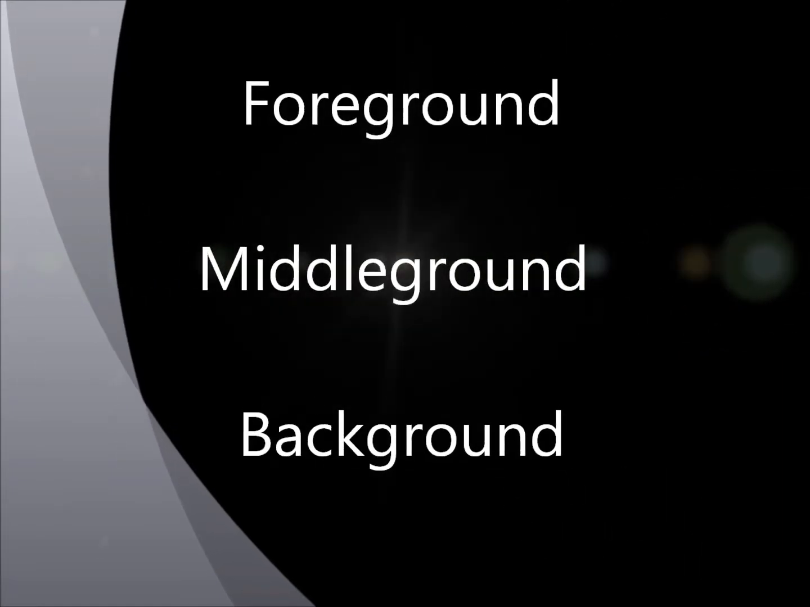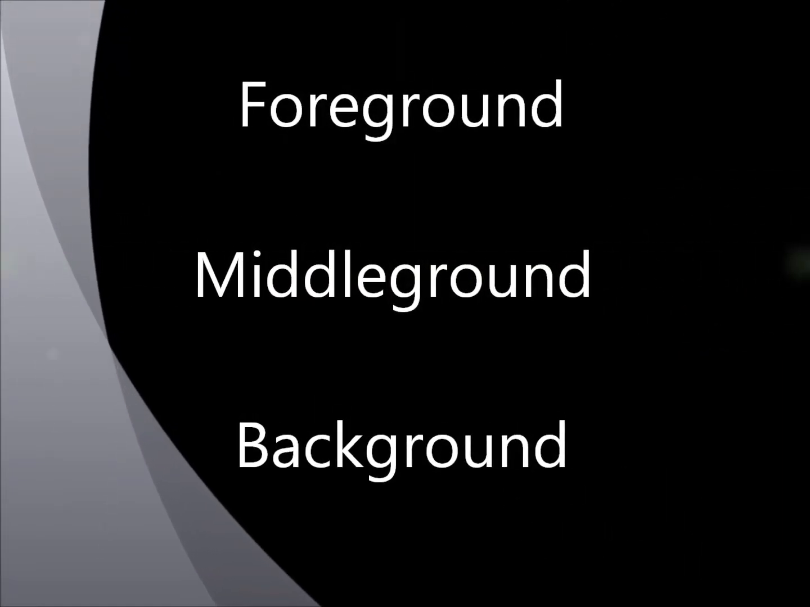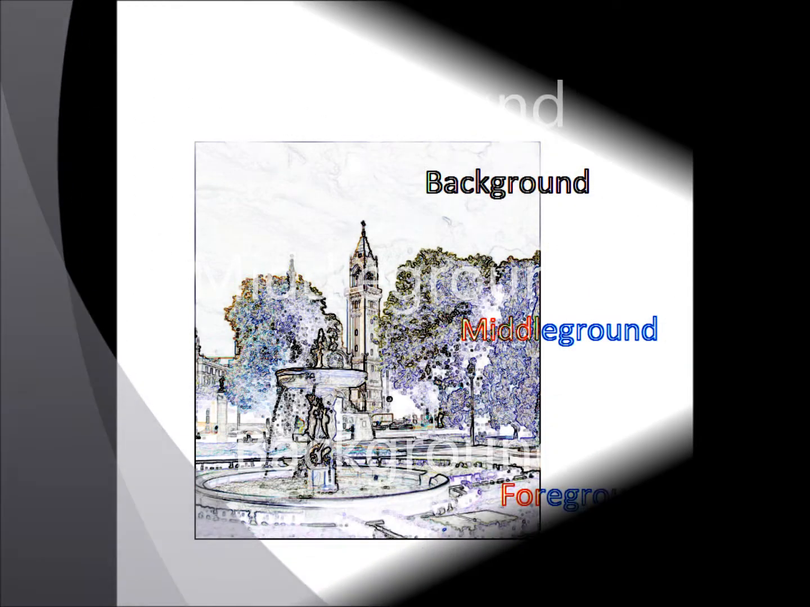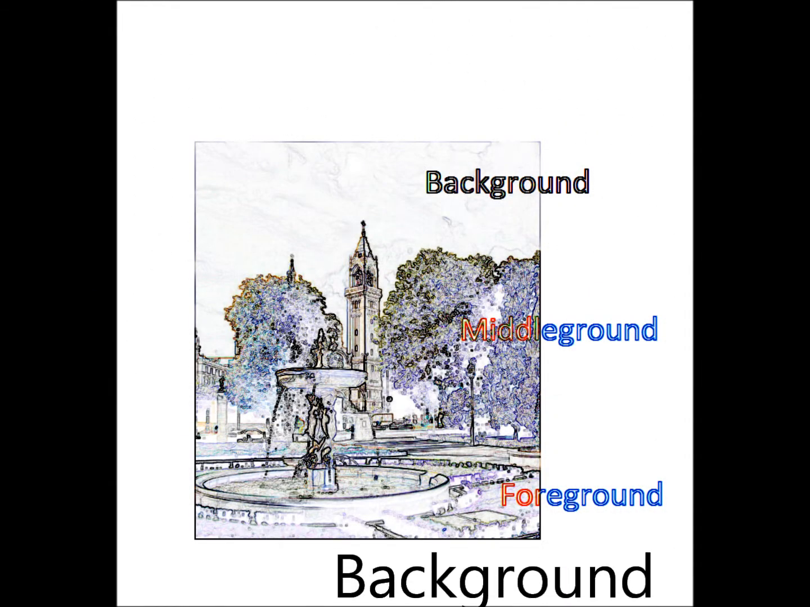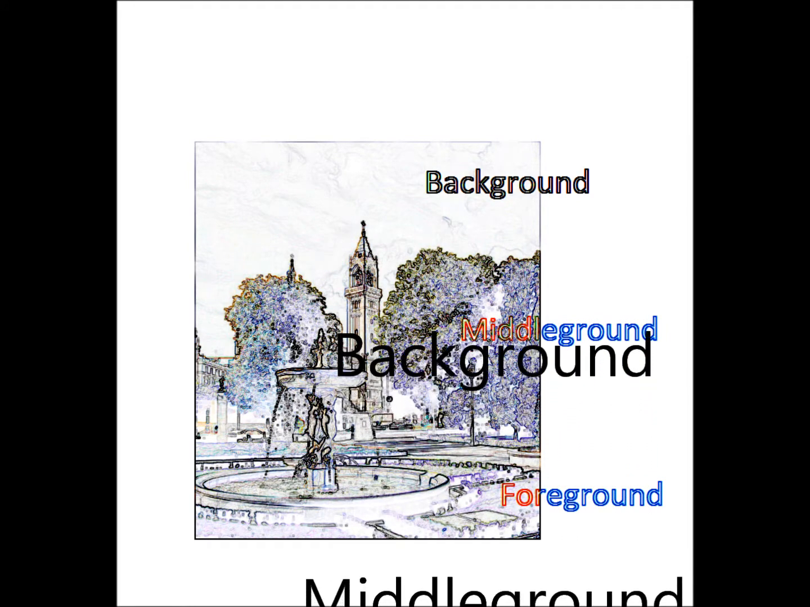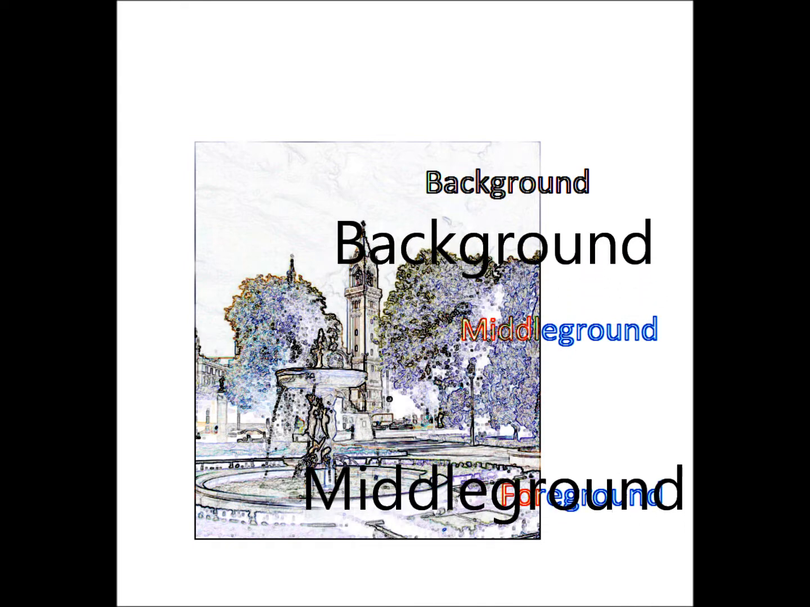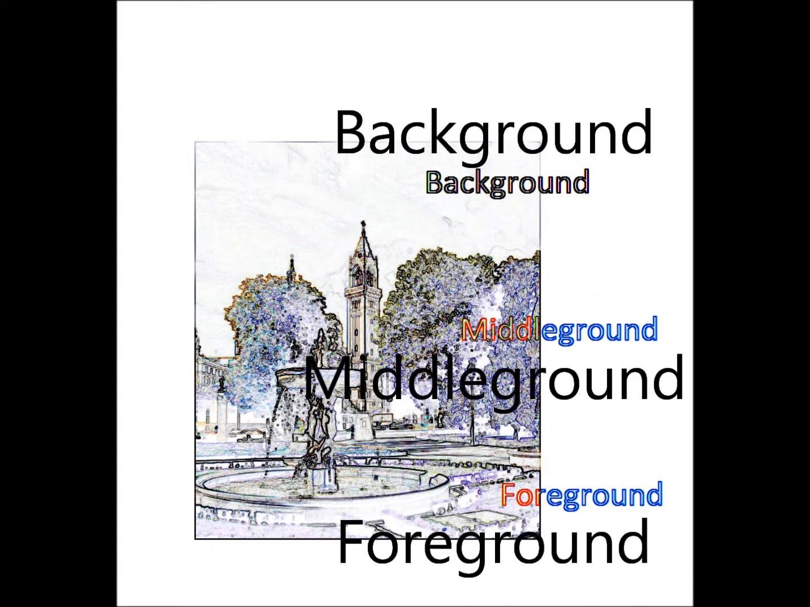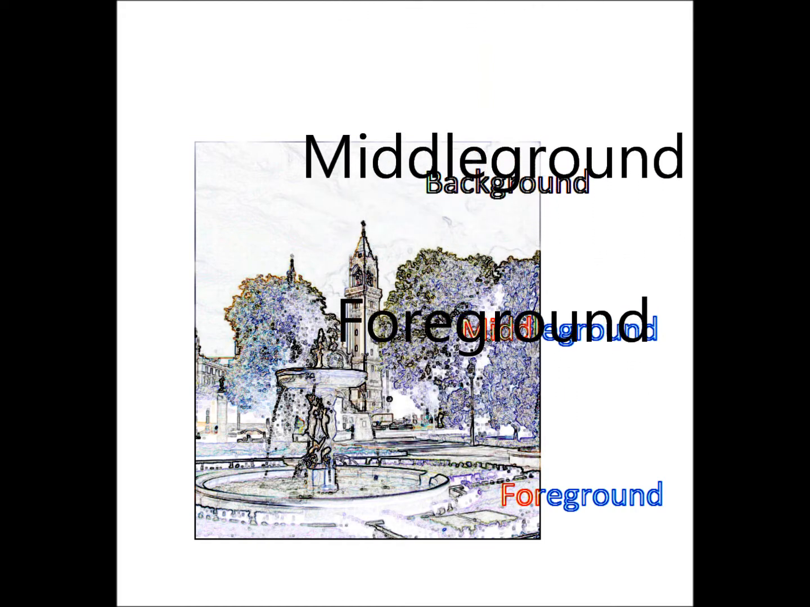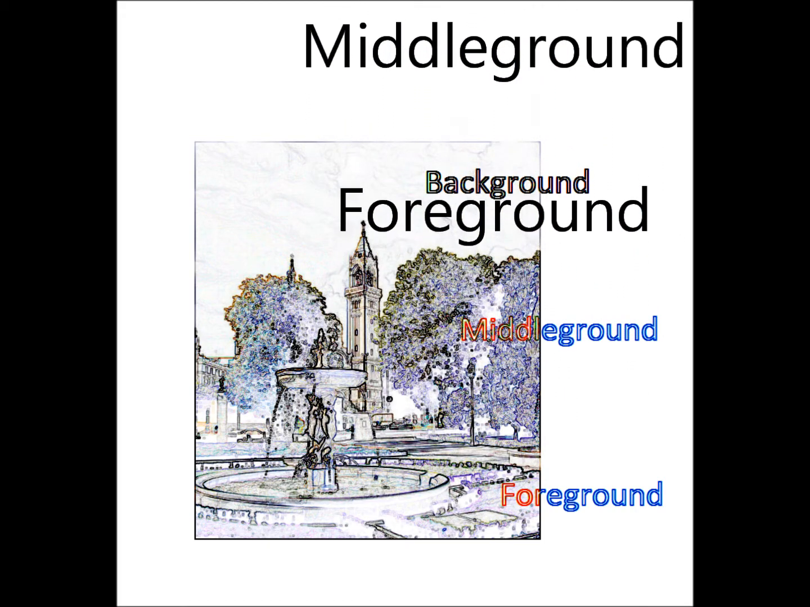Component Strand 1.3 asks students to identify and describe how foreground, middle ground, and background are used to create the illusion of space. In this picture, you may be able to already see that there are three-dimensional portions to this photograph. First is the foreground, represented as the water fountain and surrounding areas. Second, the middle ground we can identify as the tree and clock tower area. Finally, we see that the background is represented here as the clouds.